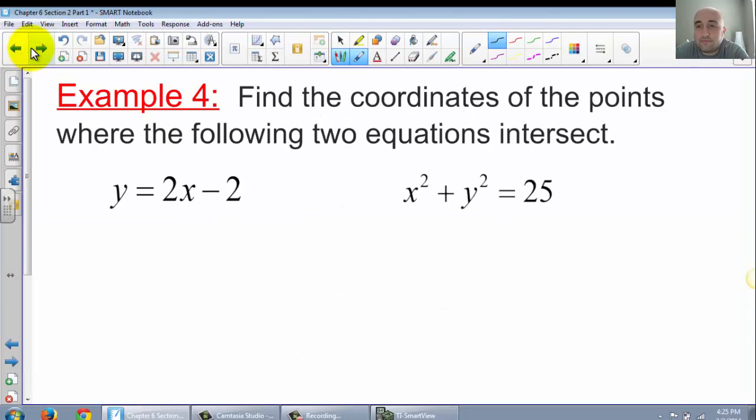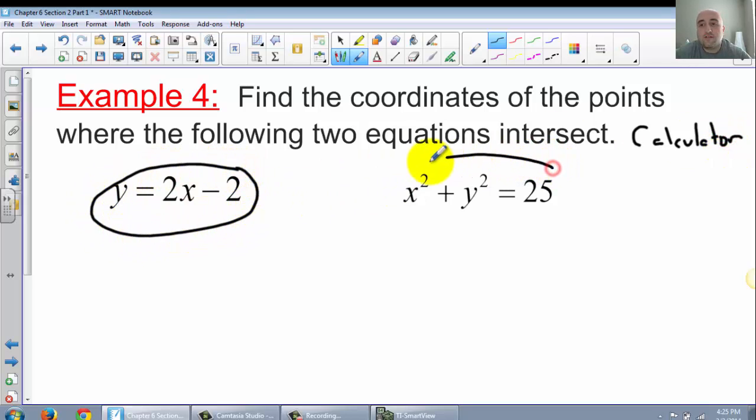Last example. It says find the coordinates of the points where the following two equations intersect. Okay, so what we're going to do is use our calculator to do this. Whenever we're trying to find intersection points, we're going to use our calculator. This one is good to go. This one, however, we need to solve for y. So I'm going to do a couple things first here.